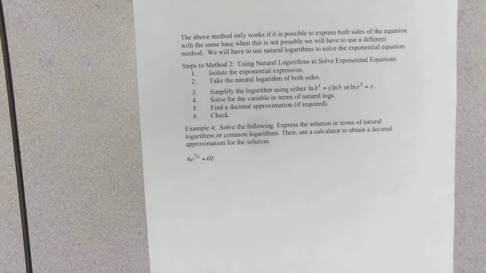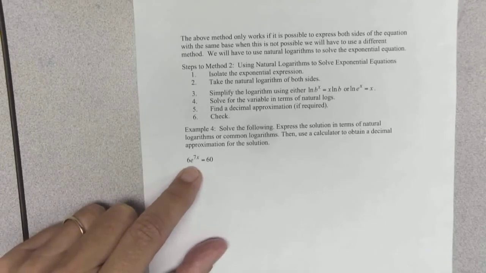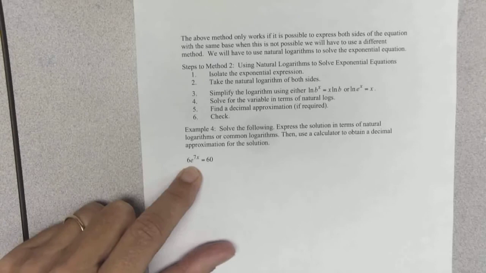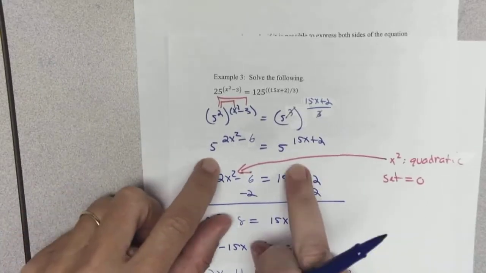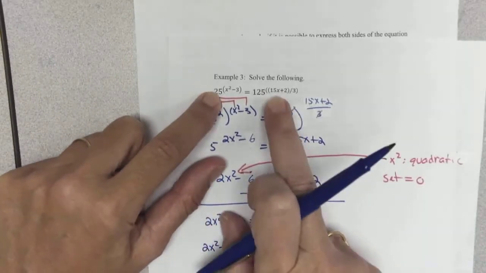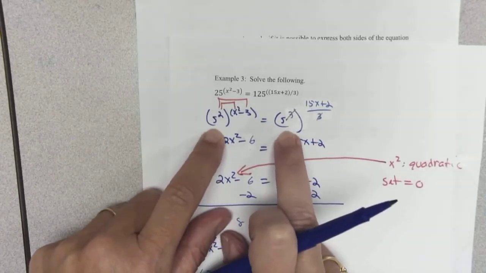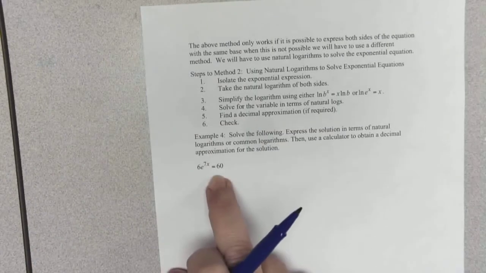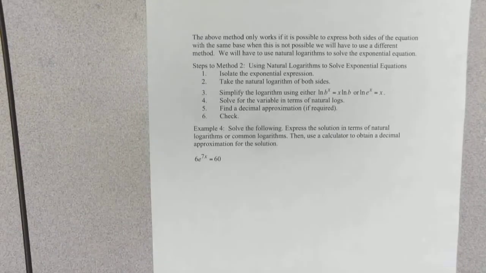So first of all, how am I going to notice that it has to be this method? My base here of my exponential is e. There is no way that I'm writing the rest of the problem in terms of e. I cannot do what I did over here, which is write 25 and 125 both in terms of 5. Can't do that. I cannot begin to write 60 in terms of e. So I will use this method of logarithms.